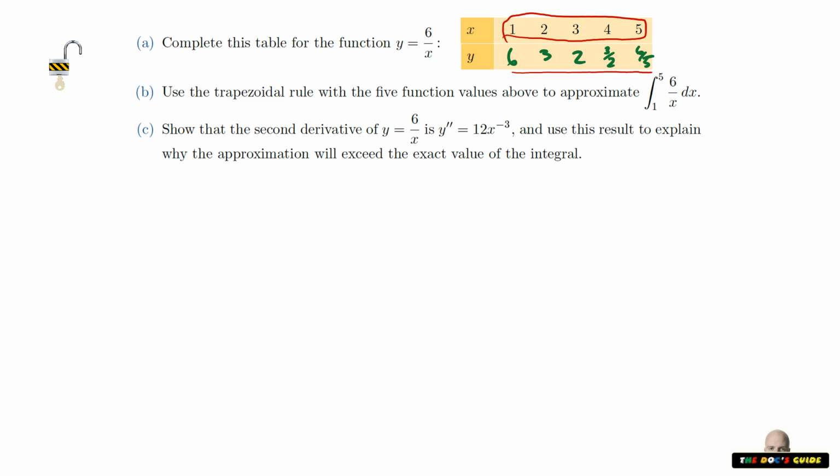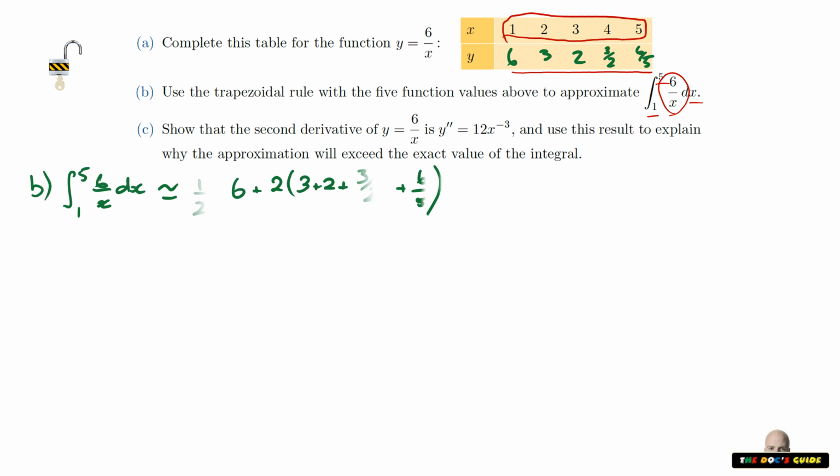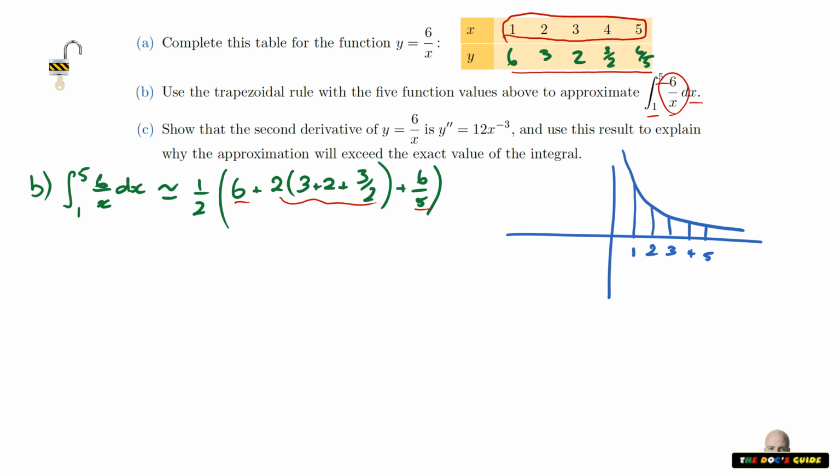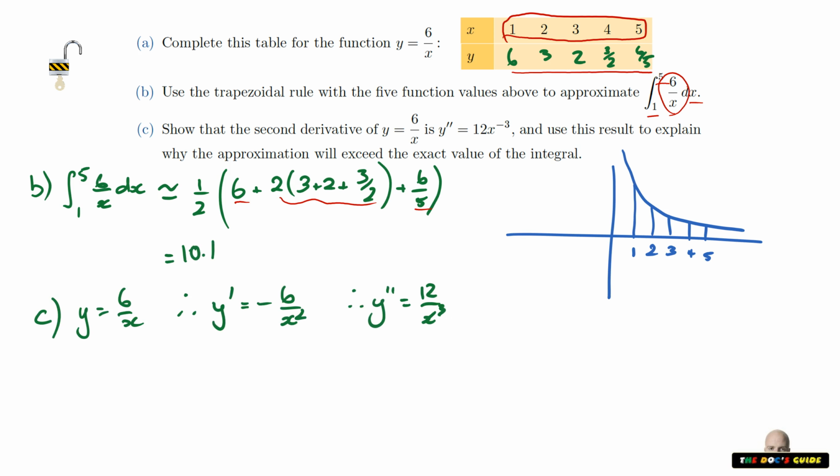And we want to approximate the integral from 1 to 5 of 6 on x dx. Now this is one for which at the moment we have no algebraic method of sorting. We will have later, but for the moment we can't do it with an algebraic method. We have to use the numerical method. So when we write down the trapezoidal rule, it's half of the function of one end, the function of the other, twice all the ones in the middle, which looks like that in terms of a picture, and that gave us 10.1.